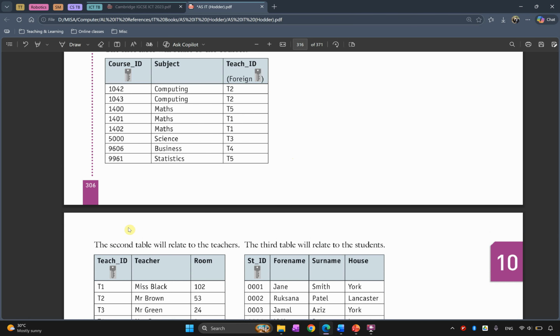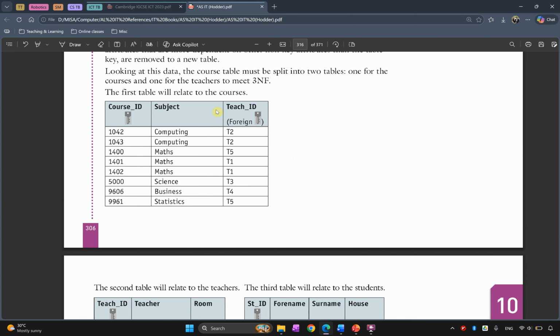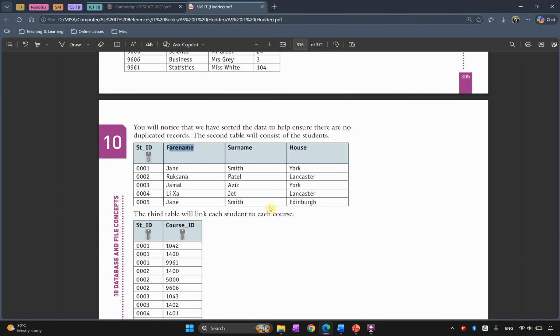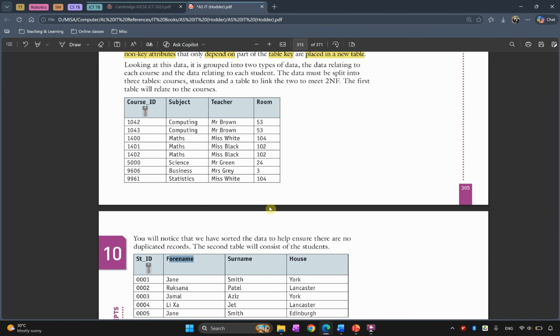Another thing, it's a one-to-one relationship. That means one student, one course will be for one teacher, or in some cases it could be a one-to-many relationship. Okay, so you can see here what we did in the third normal form. We separated it into smaller tables.